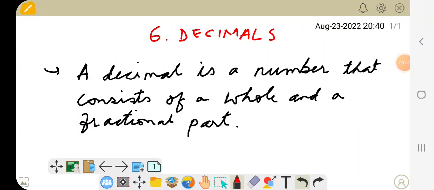Hello students. So we are going to start a new chapter 6, decimals, from mathematics.